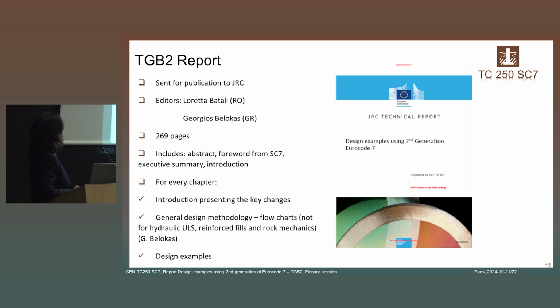And for every chapter, for every clause of Eurocode 7, we have an introduction presenting the key changes for those readers who maybe are not so familiar with everything that happened in the revision of Eurocode 7. There is a general design methodology with flowcharts, not for all the topics, and those flowcharts, as I said before, were developed by Yorgos Belokas from Greece, and we have the design examples themselves.